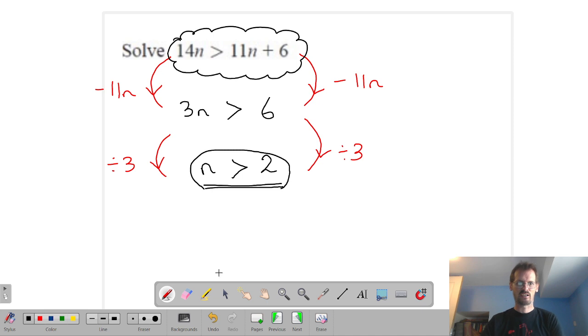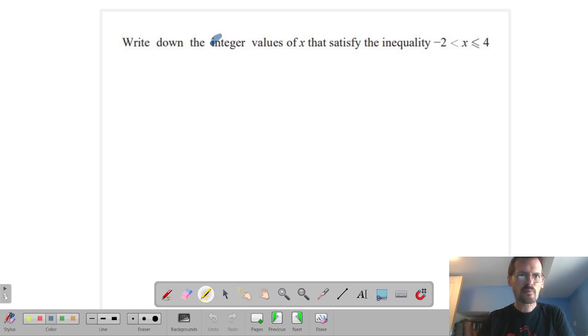Just think of them exactly like equations, and then just go back, whack in the symbol that you need. Now another thing they might ask you to do is to write down the integer values that make a thing work. Now the word integer you should have come across, but if you haven't, all that means is whole numbers. 1, 2, 3, 4, 5 like that, not 1.7 or anything mad like that. Whole numbers can be negative, can be positive.